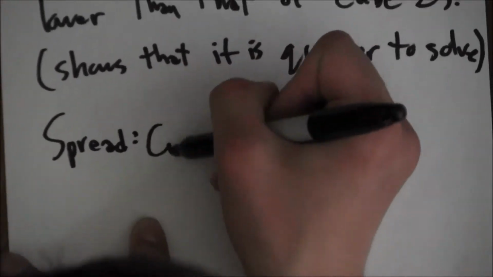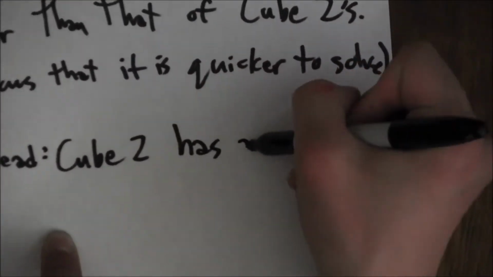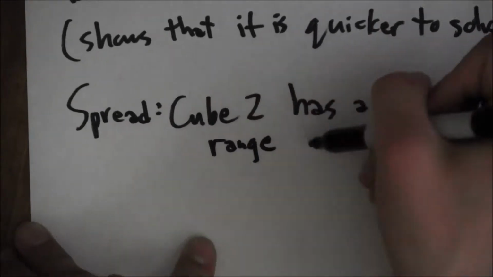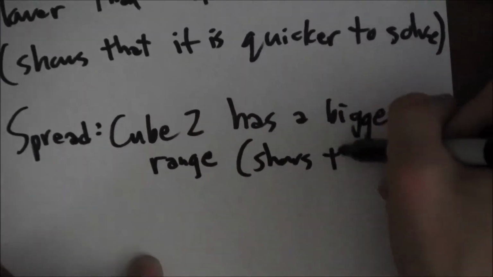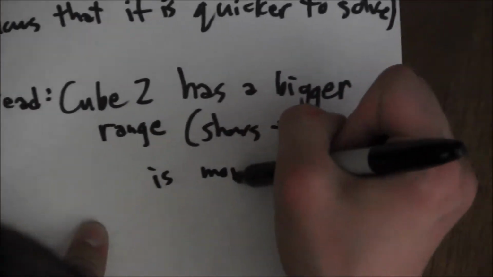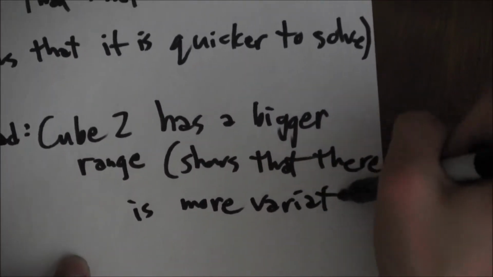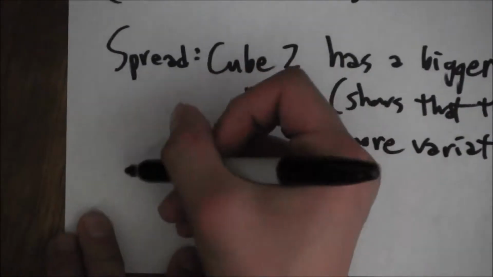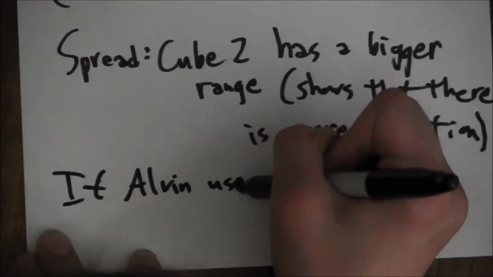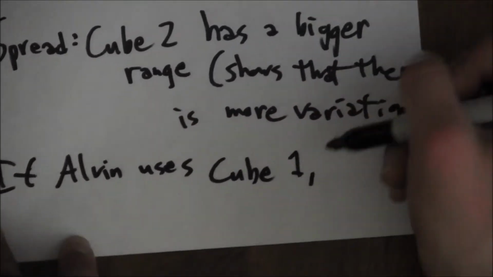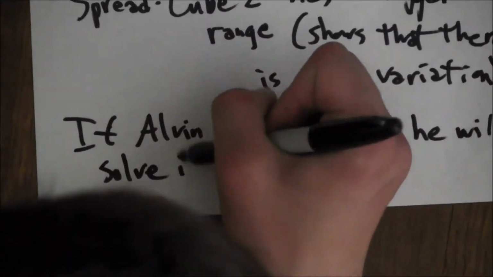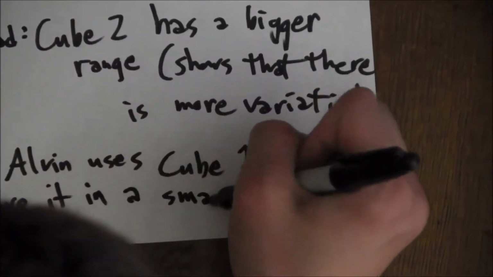And for spread, cube 2 has a bigger range, which shows that there is more variation. And so all that put together, we can conclude that if Alvin uses cube 1, he will solve it in a smaller interval.